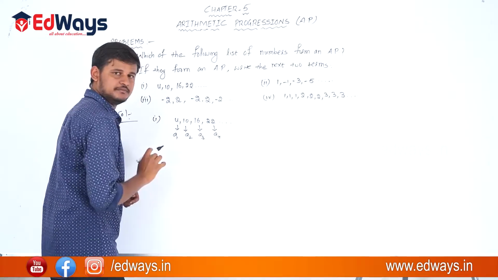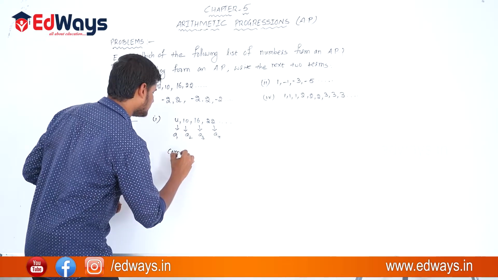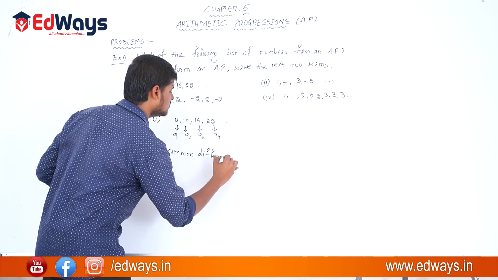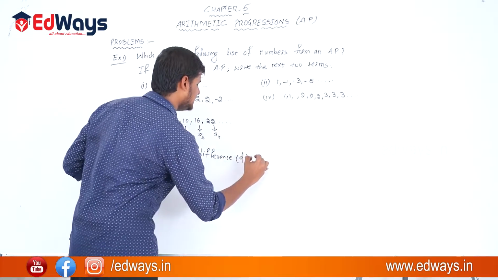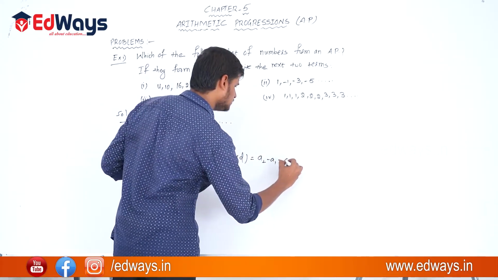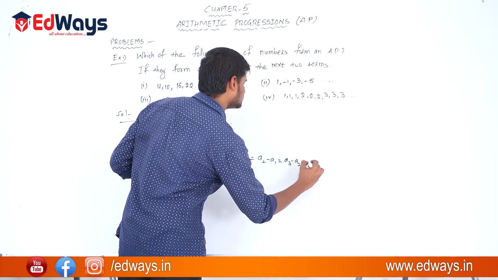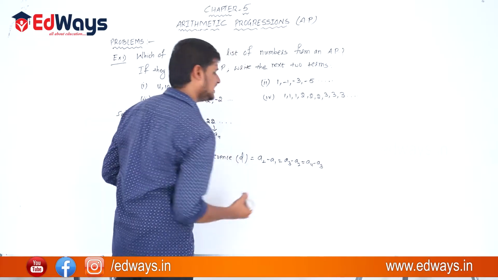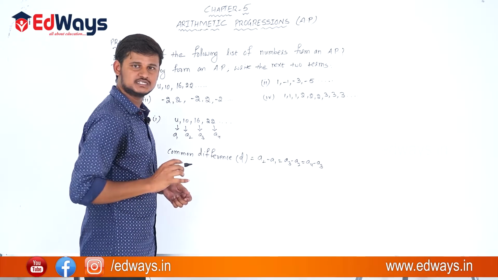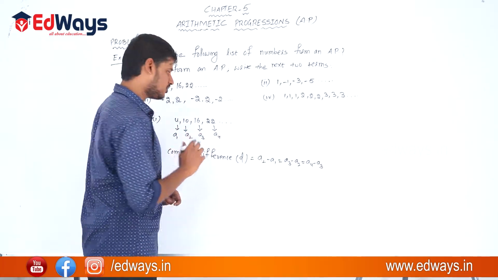Then I named them. Now find the common difference. What's the common difference formula? The common difference is denoted by d, which equals A2 minus A1, which equals A3 minus A2, which must equal A4 minus A3. So this is the condition to check whether the given list of numbers is in AP or not.